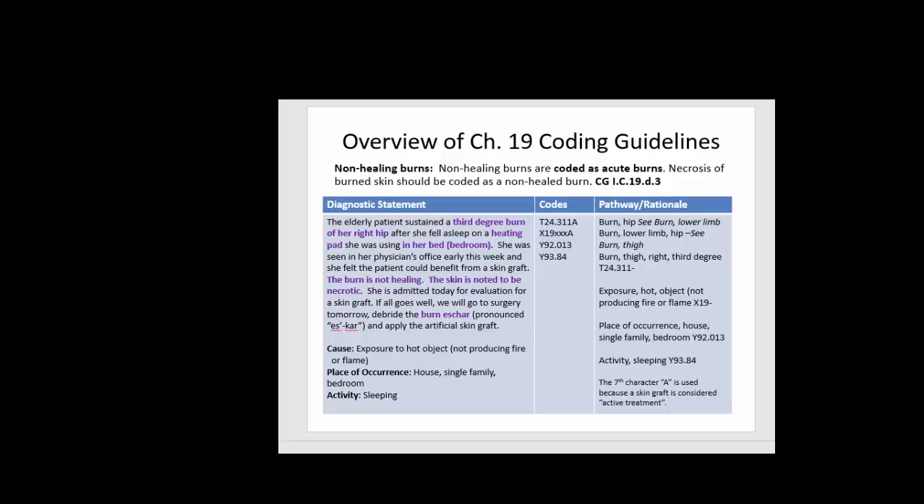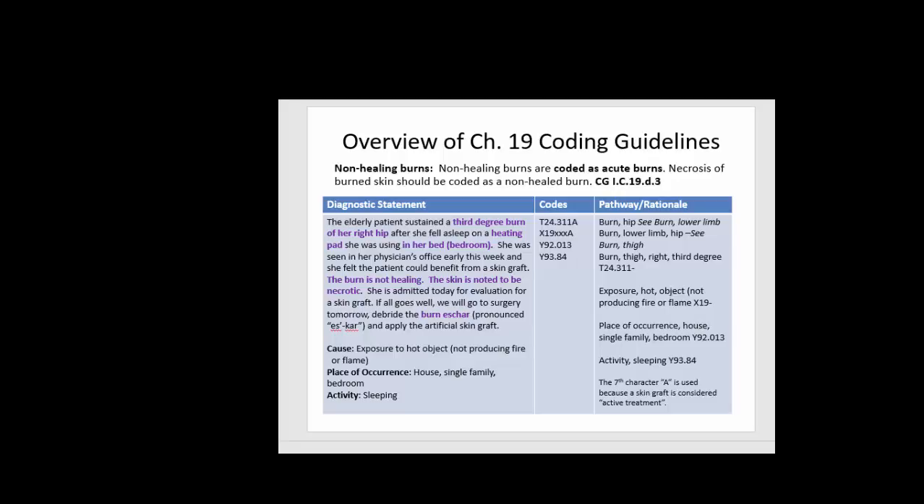I've introduced you to a term here called eschar. Eschar is the black, dead skin, basically necrotic areas over a burn, that has to be removed in order to apply an artificial skin graft. So we're going to code the burn of the hip as your principal diagnosis, because that's the non-healing burn. And you notice I've given you the pathway here on the right. You have to kind of jump around until you finally get to the right code to code it as a burn of the thigh, because that's how the alphabetical index directs us.